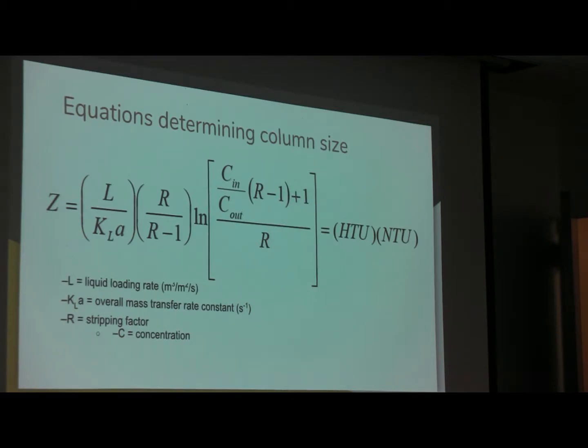So, because we need to think about the economics, when we have a higher column and a wider diameter, we will need to spend a lot of money on that. So we want to minimize the column height. Here are the equations determining the column height.